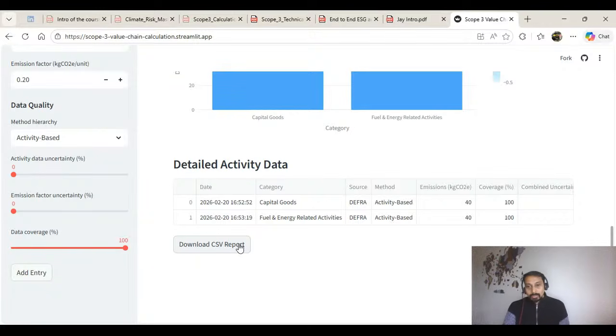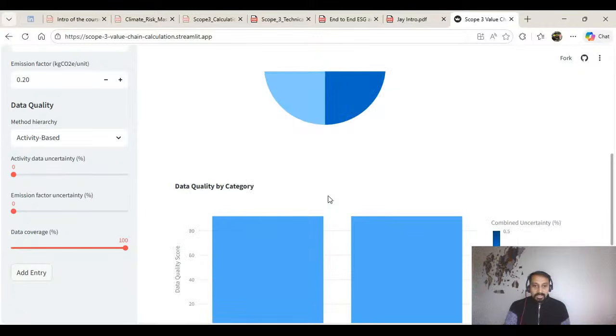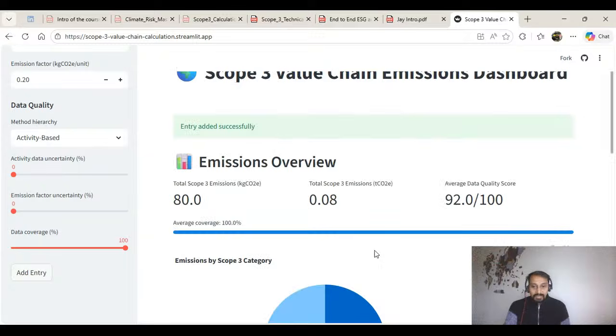You can also get all the templates ready so that you can send them to your data contact points, so that they can send the data based on your requirements. So this is very easy to do and easy to understand.